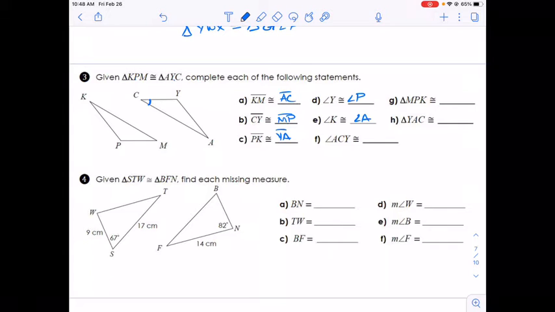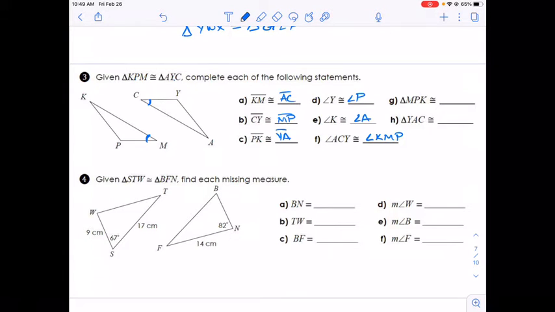Now, because I wrote three letters, we need to match this up in the right order, okay? A over here goes with K, so we're going to start with K here. C goes with, of course, M, and then Y matches up with P, so it's going to be KMP. So if you mark it over here, KMP refers to this angle right here.